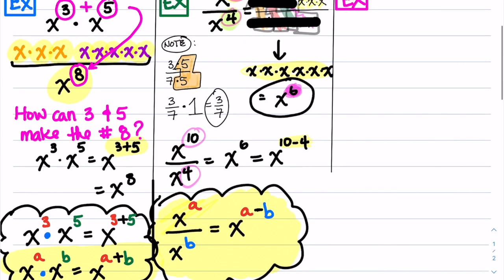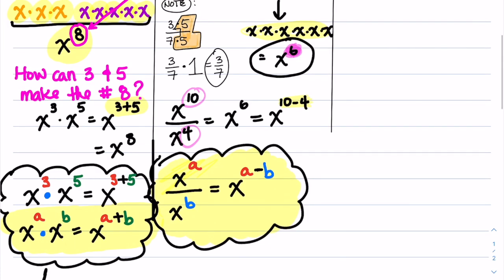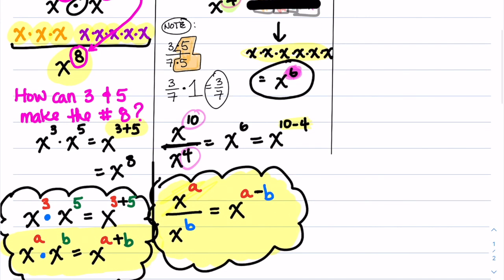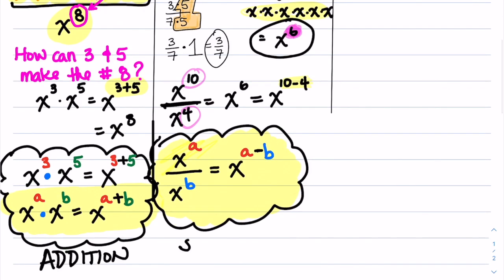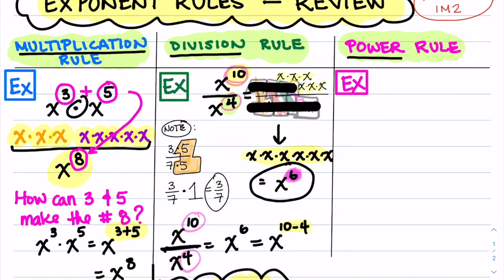So the key word here is, if you start with multiplication, it turns into addition. If you start with division, here this bar means division, then you're going to subtract. Okay, so those are the two big rules so far. Now there's one more main one, and this one's called the power rule.